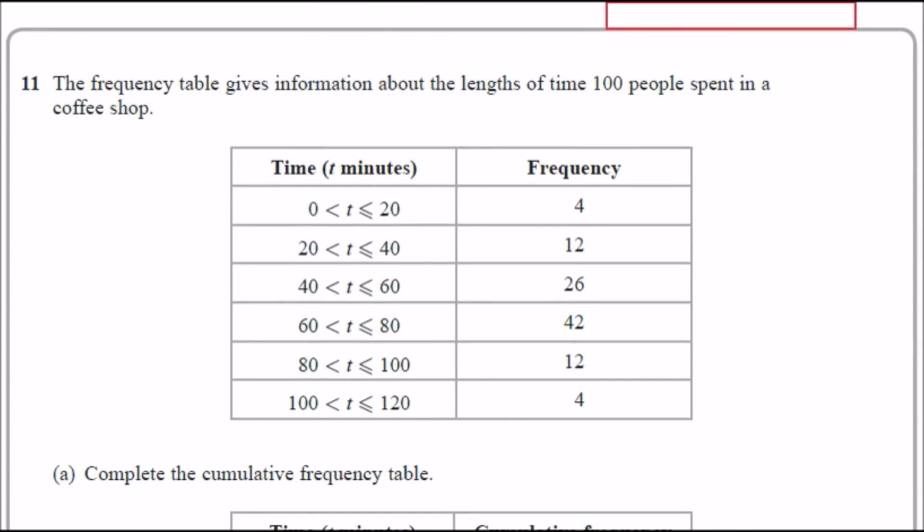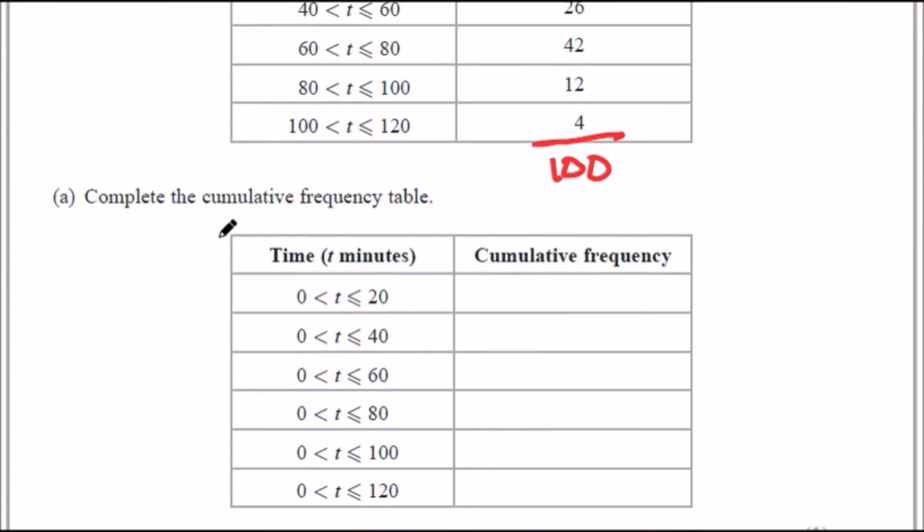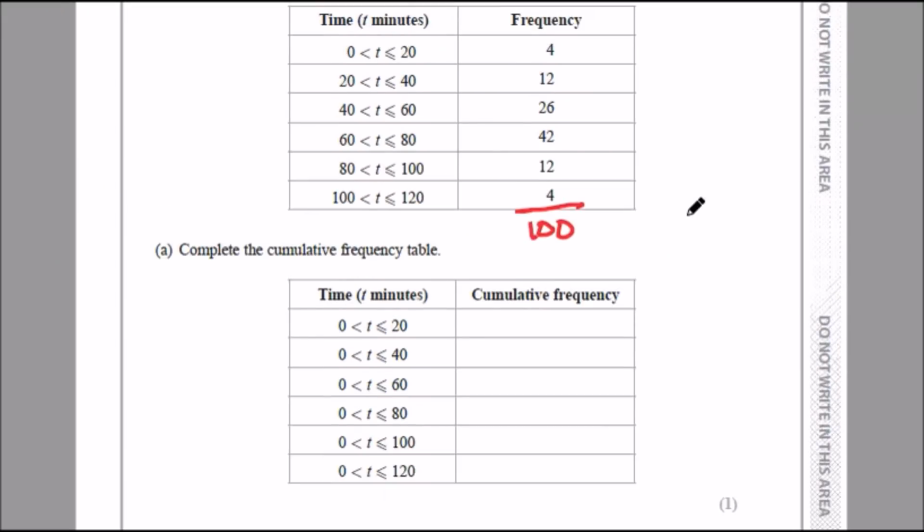Okay, question 11. So this looks like cumulative frequency problems. The frequency table gives information about the lengths of time 100 people spend in a coffee shop. We know the total frequency is of course 100. Complete the cumulative frequency table. First, I need to minimize the size of this. All we have to do really is sum this across.